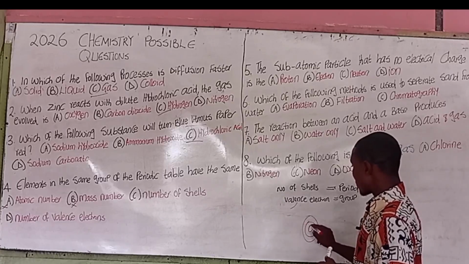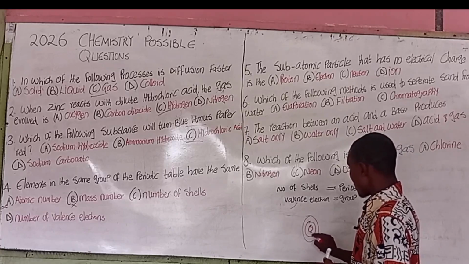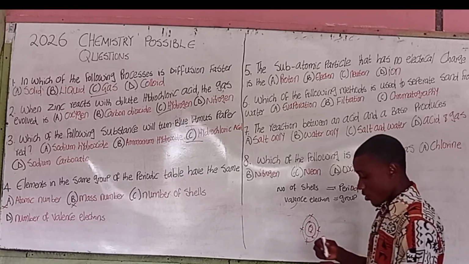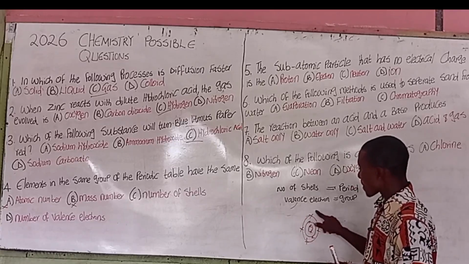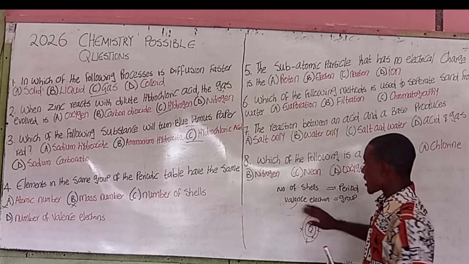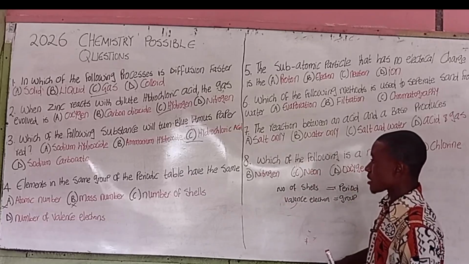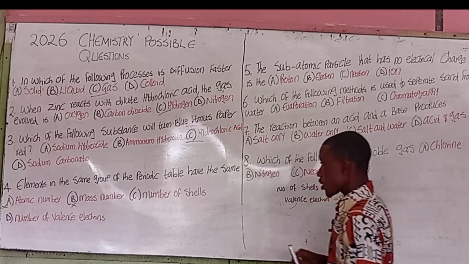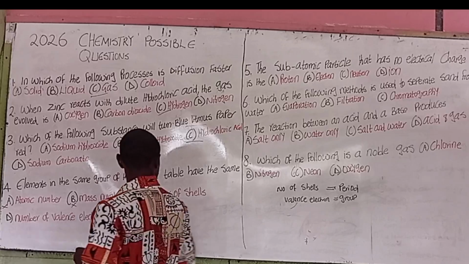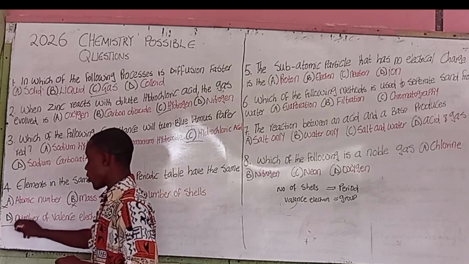So let's assume we have shells 1, 2, 3, and we have electrons here. Let's assume this is the outermost shell. The number of electrons that is found in the outermost shell, the shell that is outermost, is what is known as valence electrons. So elements in the same group of the periodic table have the same number of valence electrons.